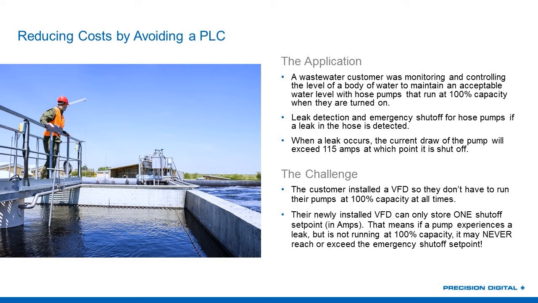So what the customer ended up doing was they wanted to put VFDs on their pumps. And they wanted to do that so that they don't have to constantly run them at 100% capacity, okay? Now, the VFD did allow them to have one shut-off point in amps. So it was basically the VFD saying, okay, if this pump current draw gets to 115 amps, I'm going to shut it off. And that was fine.